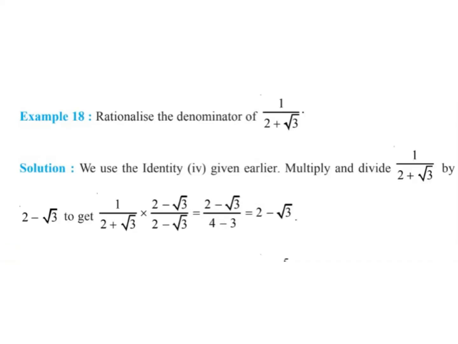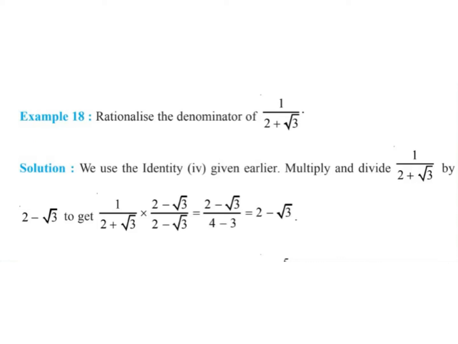Now next is rationalize the denominator of 1 upon 2 plus root 3. Now here you can see that denominator is 2 plus root 3. So its rationalizing factor will be 2 minus root 3. Now what you have to do? You have to multiply numerator and denominator by 2 minus root 3. So we will get 1 into 2 minus root 3 upon 2 plus root 3 into 2 minus root 3.